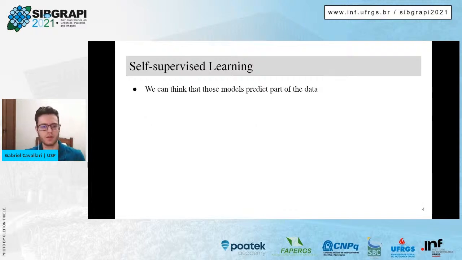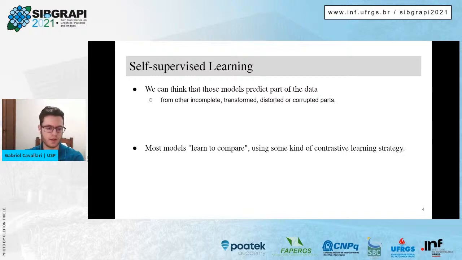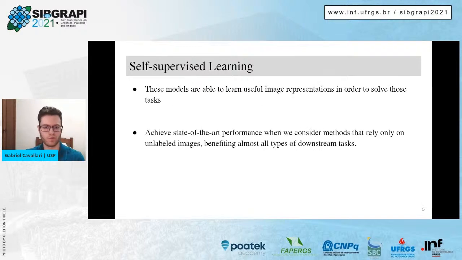You can think that those models predict part of the data from other incomplete, transformed, distorted, or corrupted parts. And you'll see later, most models learn to compare using some kind of contrastive learning strategy. Nowadays, those models are able to learn useful image representations in order to solve those tasks. And they actually achieve state-of-the-art performance when we consider methods that rely only on unlabeled data, benefiting almost all types of downstream tasks.